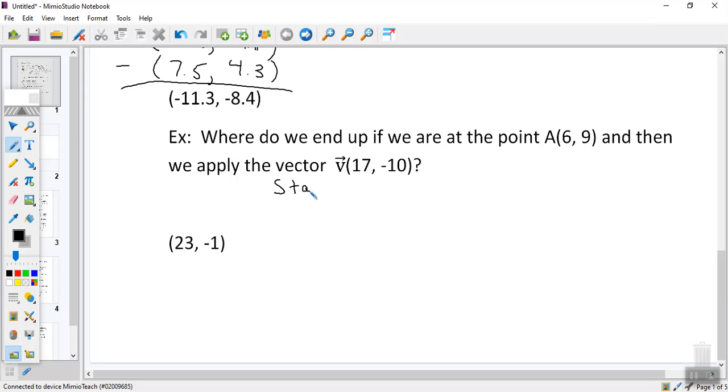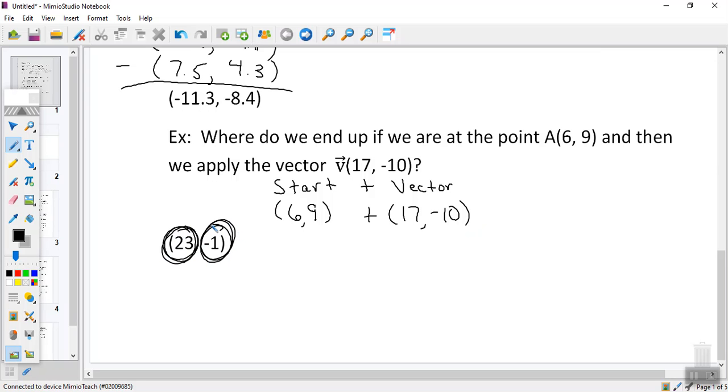So where's my start point this time, kids? 6, 9. Then we're going to add in our vector, which tells you how to change, so we're adding 17 comma negative 10. Help me with the sum of the x's. 6 plus 17, where's that park for an x value? 23. 9 plus negative 10, where's that park for the y value? Negative 1. So if I give you a starting point and say, apply this vector to it, can you tell me where we end? Yeah.